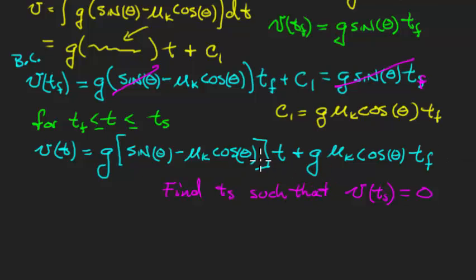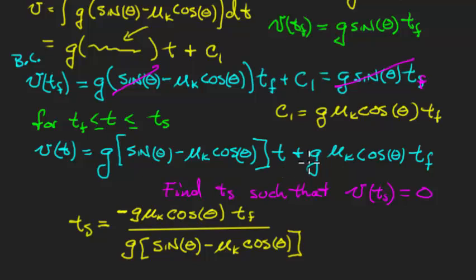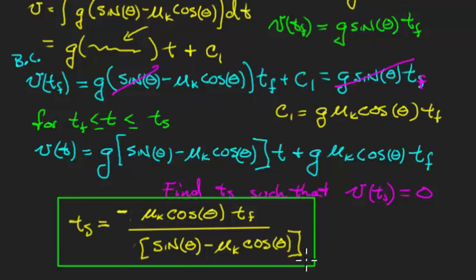And that's pretty simple to do. I set this thing equal to 0, solve for t, and that's it. So I get ts is equal to the following. When I do so, I get a minus g mu k cosine theta tf at the top, that's that piece right there, and dividing by this piece. I can simplify this just a little bit. Notice that I have a g up here in the numerator and another g there in the denominator. Those two can obviously cancel out. And what I do with an answer is I put a box around it. That's another part of my problem-solving process. When you have an answer you're happy with, put a box around it.